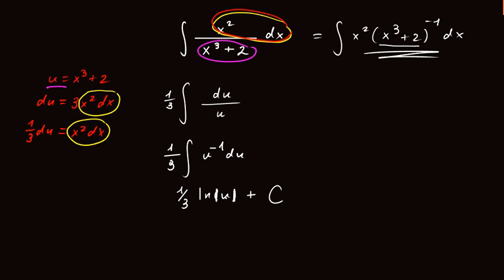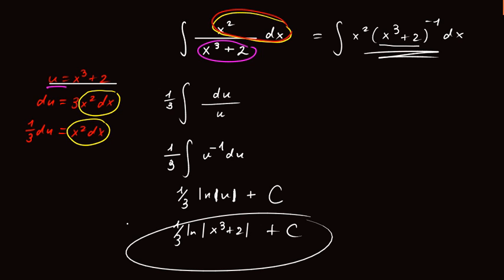So that's almost it. We just have to back substitute x cubed plus 2. So we get 1/3 ln of x cubed plus 2. And then we add our constant. So that's it. Okay, so let's see another example.